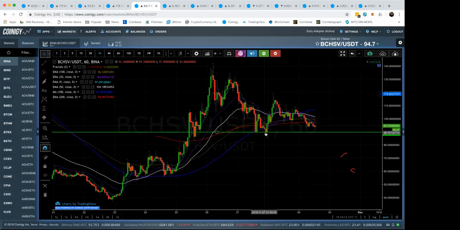Again, I'm looking at these areas here. I'm looking at this area here. Look how well this worked out for support. So we have a lot of confirmation on this line for support. I'm looking for the next stop on SV to be right about $89 if we don't get a push up anytime soon.